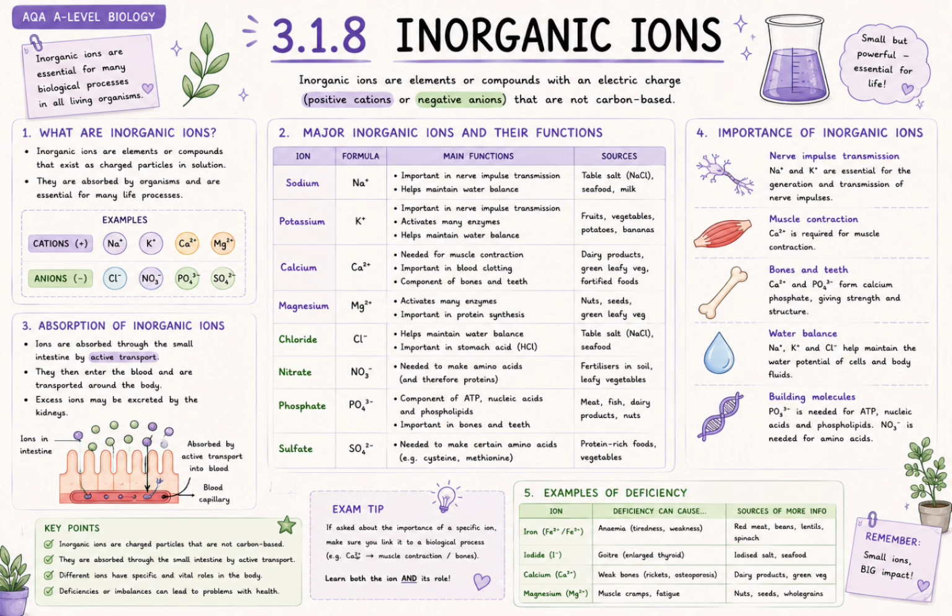An important point to remember is that the concentration of ions must be carefully regulated. Imbalances or deficiencies can lead to serious physiological problems. For example, calcium deficiency may contribute to weakened bones, while iron deficiency can lead to anemia and reduced oxygen transport. So overall, although inorganic ions are relatively simple molecules, they are absolutely essential for maintaining cellular activity, metabolic reactions, structural integrity, and physiological coordination within living organisms. In biology, even the smallest molecules can have enormous importance.